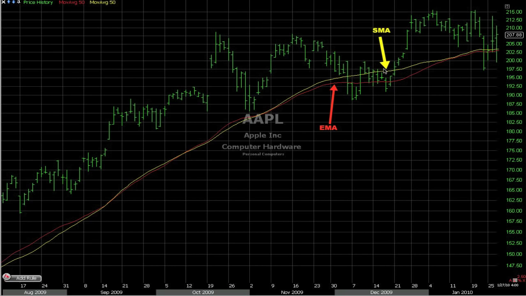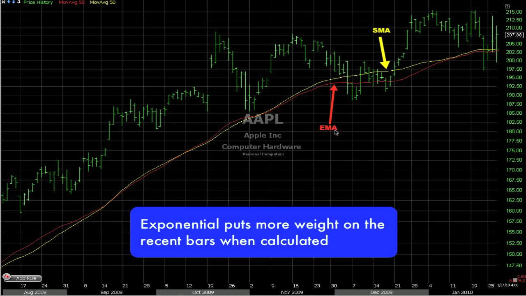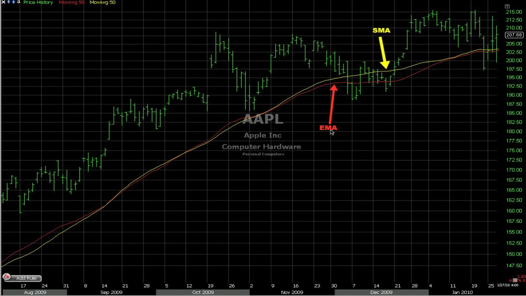One of the problems with moving averages is that they are lagging the price. The exponential moving average is addressing this problem by putting more weight on the recent price bars. This means that the EMA will adapt faster to the current rally or drop, giving traders a heads up.